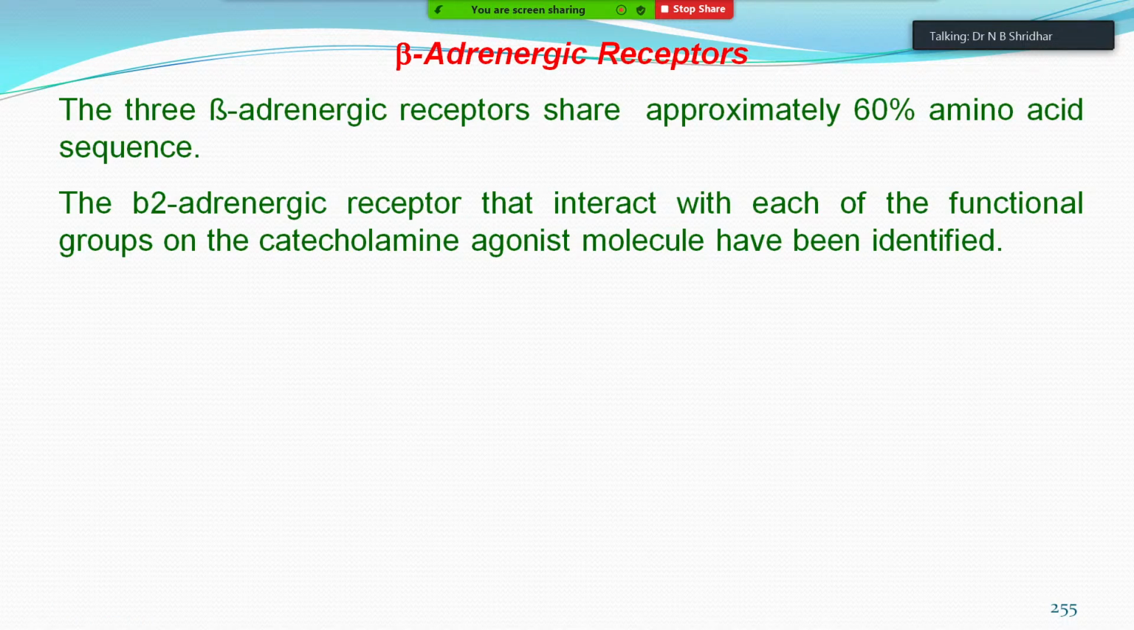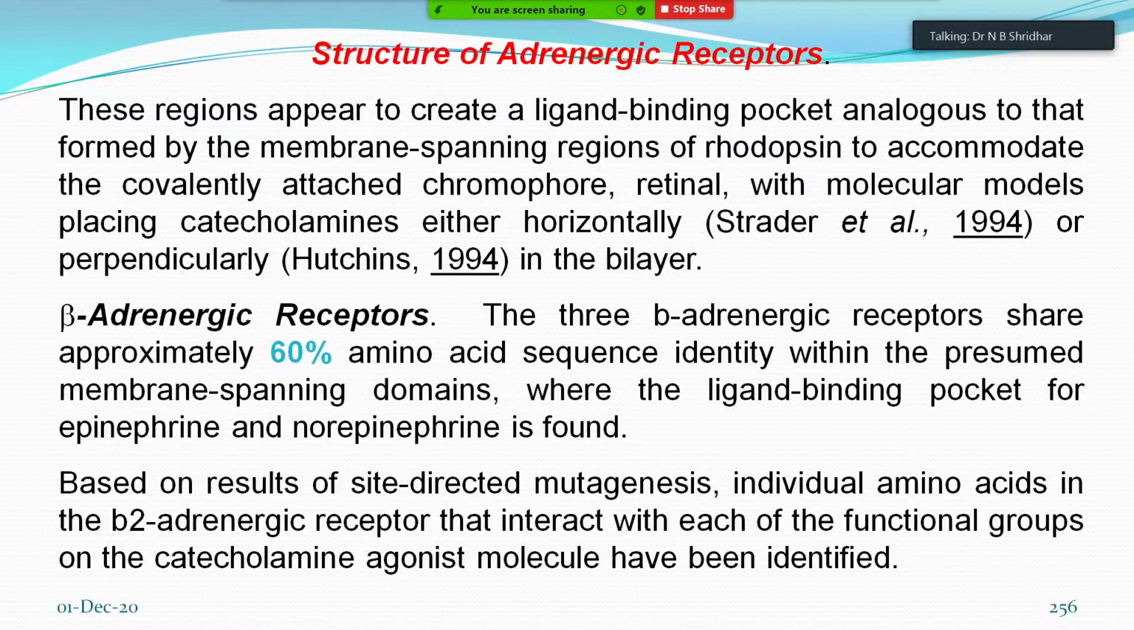And the three types of beta adrenergic receptor share approximately 60% amino acid sequence. So there is a common amino acid sequence between beta 1, beta 2 and beta 3, whereas the beta 2 adrenergic receptor that interacts with each of the functional groups on catecholamine agonist molecules have been identified. There are once again so many types of the beta receptors available.